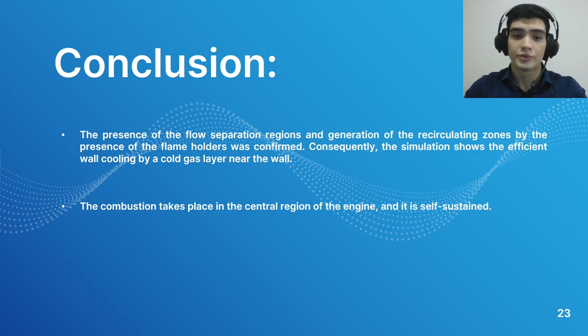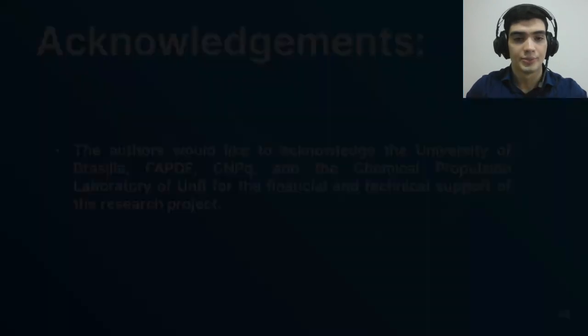The presence of flow separation regions and generation of recirculation zones by the presence of the flame holders was confirmed. Consequently, the simulation shows the efficient wall cooling by a cold gas layer near the wall. The combustion takes place in the central region of the engine and is self-sustained.